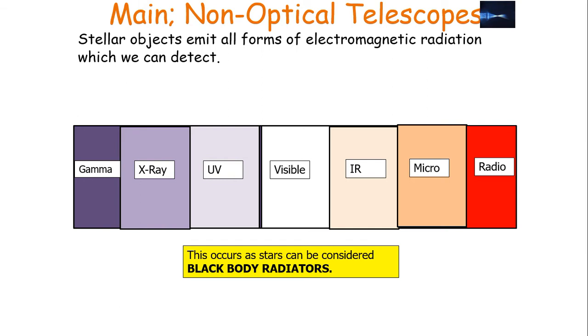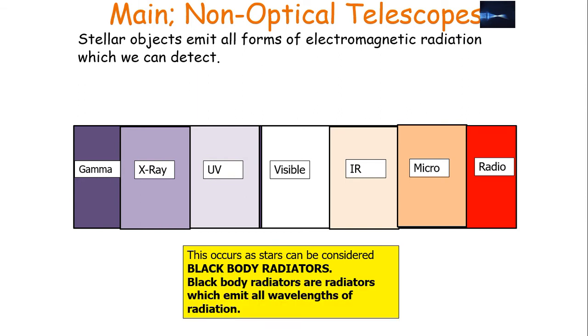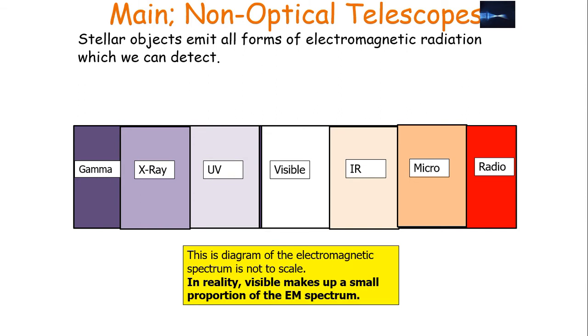So, stellar objects emit all forms of electromagnetic radiation which we can detect. This occurs as stars can be considered as blackbody radiators, and blackbody radiators are radiators which emit all wavelengths of radiation. Now, this is a diagram of the electromagnetic spectrum.